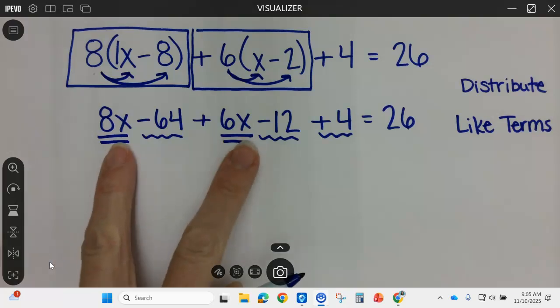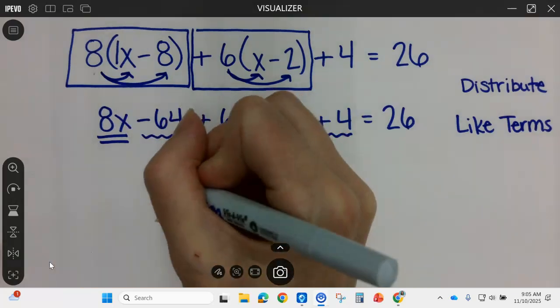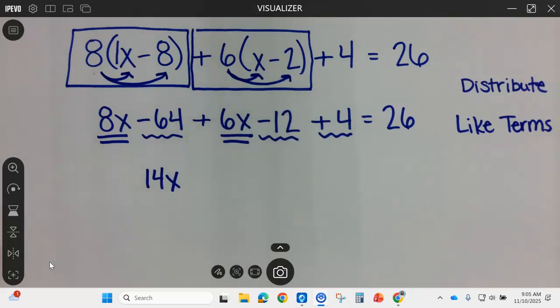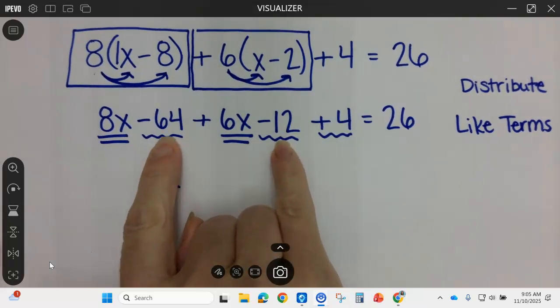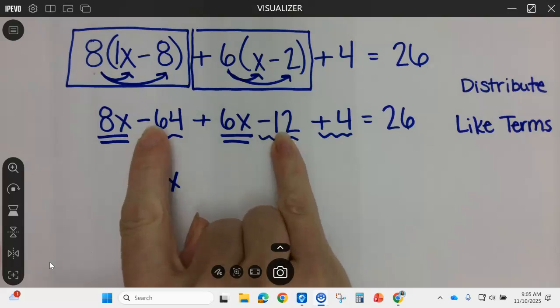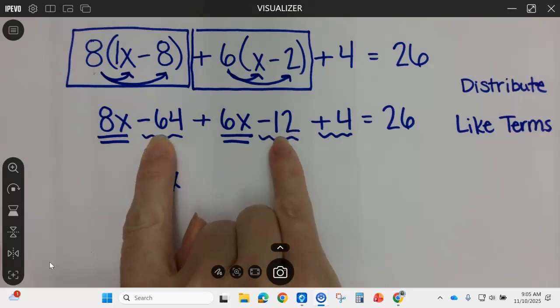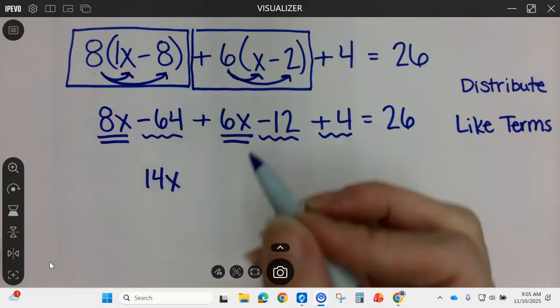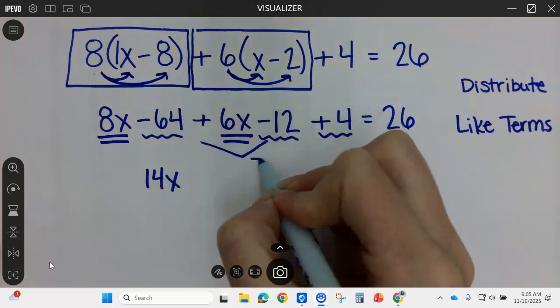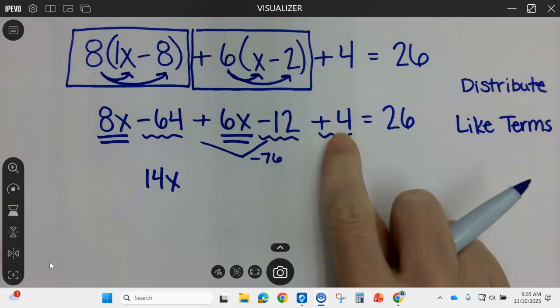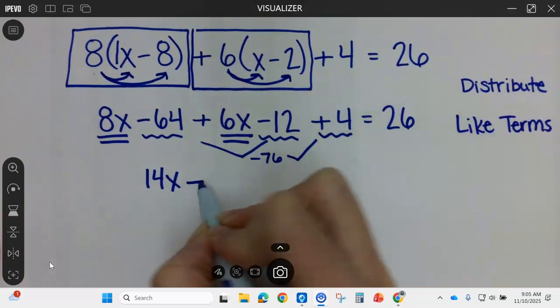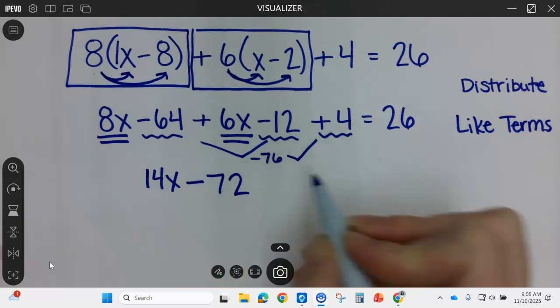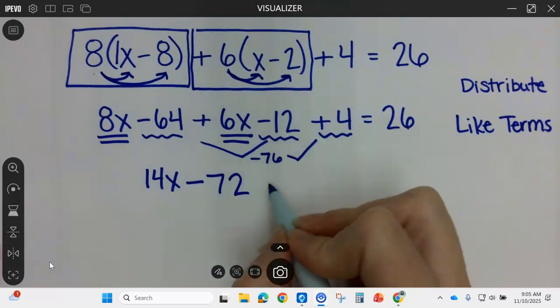All right, so let's say we combine these two first. We're going to get 14x. All right, if we combine these two integers, they're both negative, so it's like losing $64 and losing $12. So altogether, I've lost $76. But then I found 4 of the dollars, so now I'm only missing $72. And then I'm going to copy this.